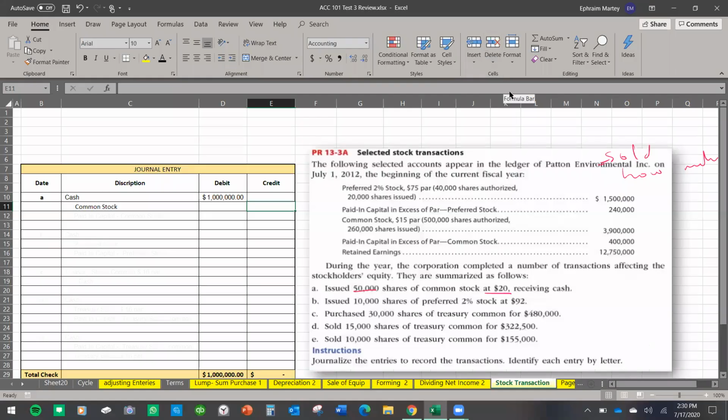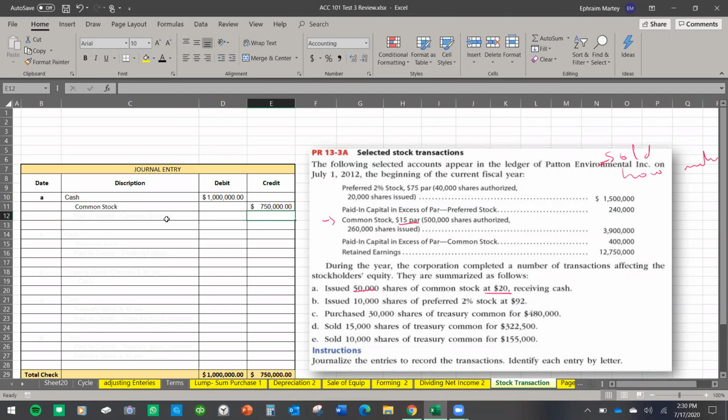You notice here, common stock says $15 par. The par is how much it's worth. Although we sold 50,000 at $20, it's only worth $15, not $20. We are going to take 50,000 multiplied by $15. So that is how much the stockholders, those that are purchasing, are getting.